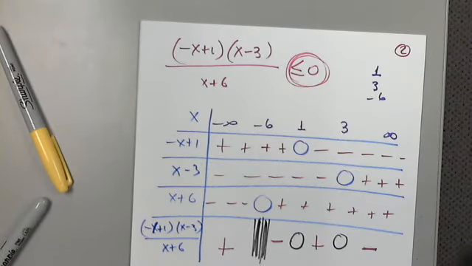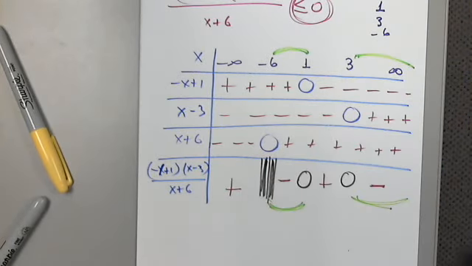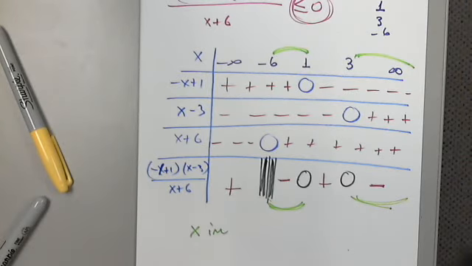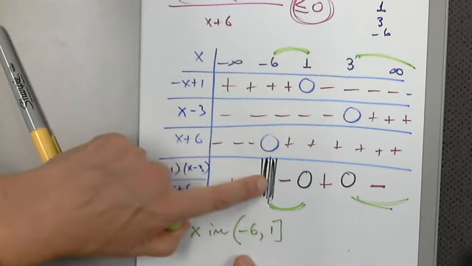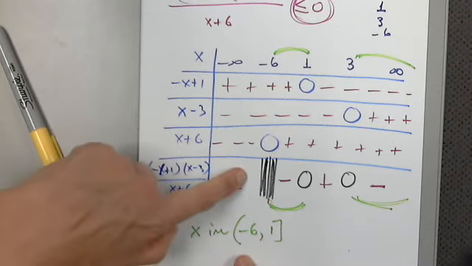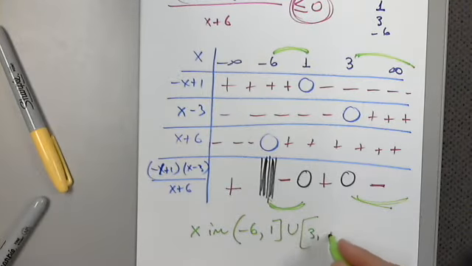It says find x so that this product is less than or equal to 0. Yes. So is it negative? Yes. Here and here. But what I'm interested in is this and this. That's where the solution is. That's where x is. So then x in which interval? It has to be with parentheses because this is undefined. There is no way I can include negative 6. Union. That's it.